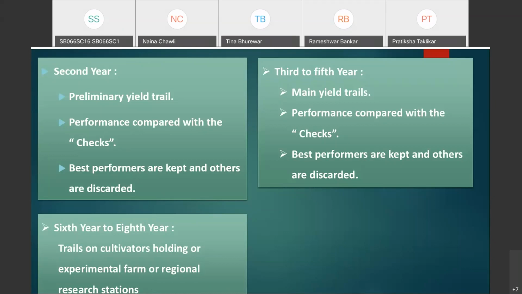Okay, that means the seeds of the best performers in the fifth generation are collected and then provided to the different experimental stations or the progressive farmers in the different regions.